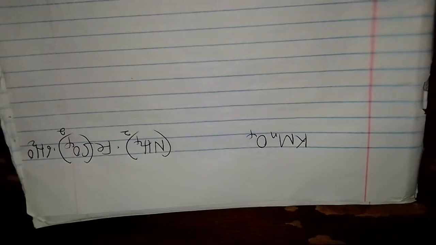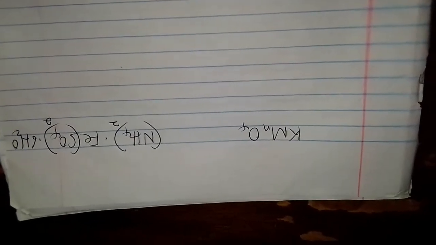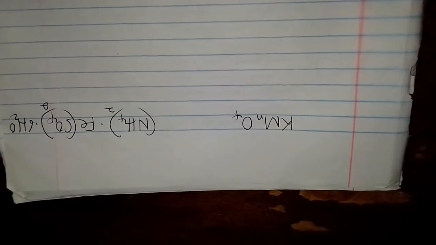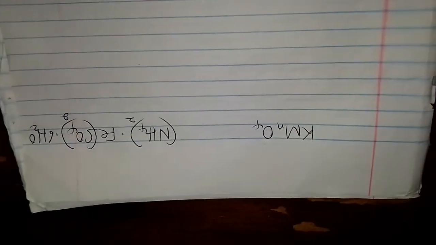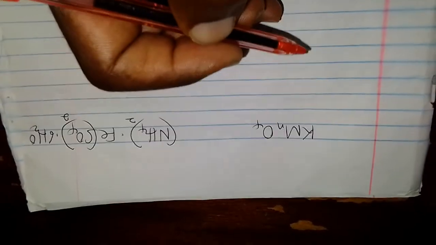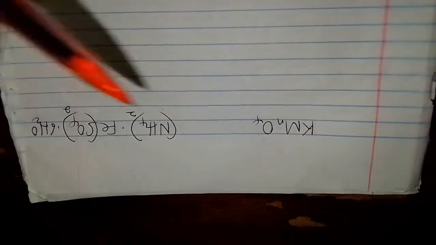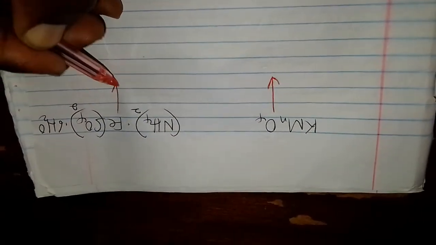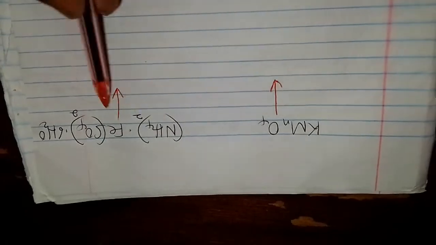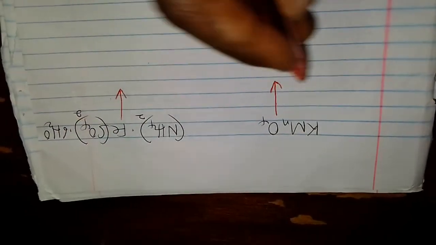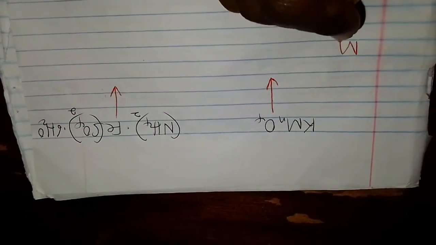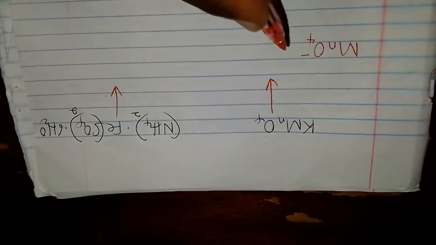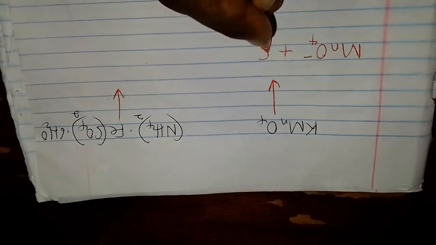Good. And I may say, for example, in this case, that I'm going to actually use this one as my data as far as getting the right answer in this case is concerned. This one is potassium manganate 7 and this is ammonium iron 2 sulfate salt. These two are actually able to have something of this sort, MnO4 minus plus Fe2 plus.